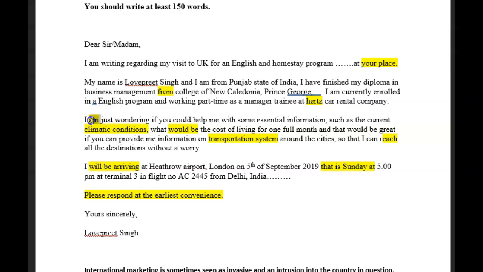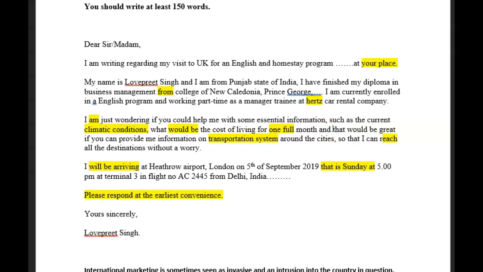Okay, now I know you're writing I'm wondering in the present tense, but we actually say I was just wondering, and put it in the past. So I was just wondering if you could help me with some essential information, such as current climatic conditions. This is very formal. We do not use this in spoken English. I would say such as the current weather. What would be the cost of living for a month? You can just say a month here instead of one full month. And I'll put a full stop there. So put in and here, and what would be the cost of living, or what the cost of living would be, put the verb later on, for a month, full stop.